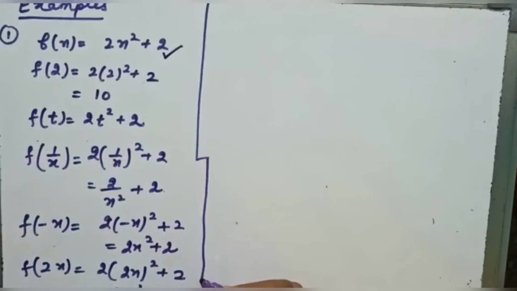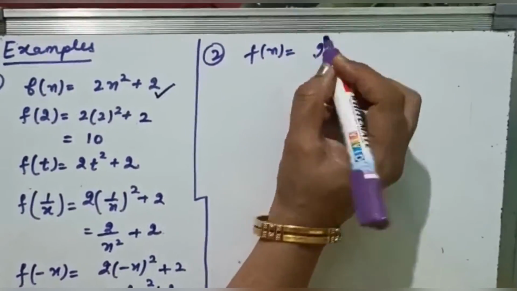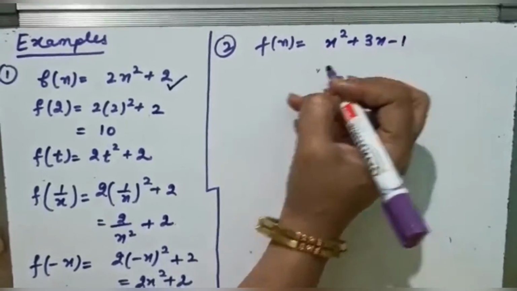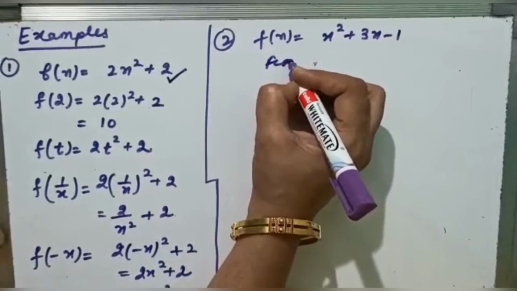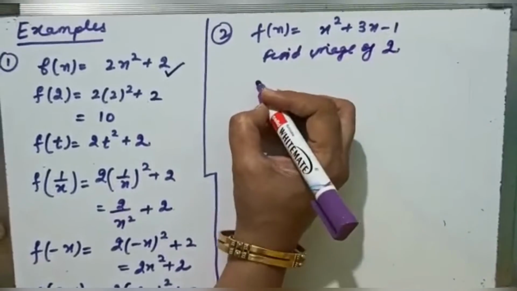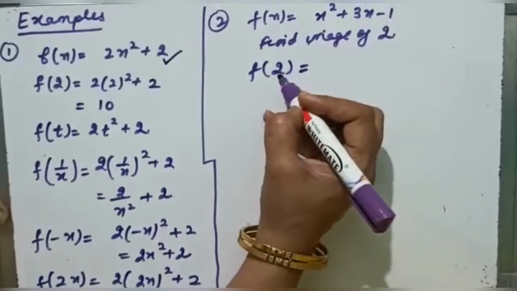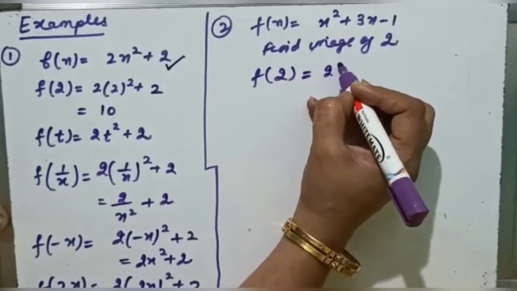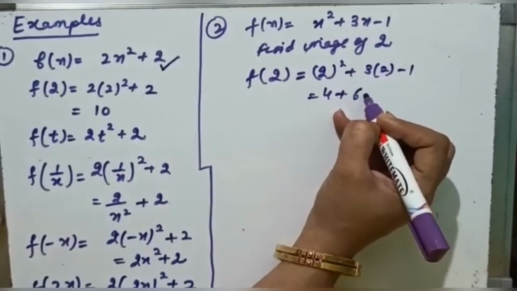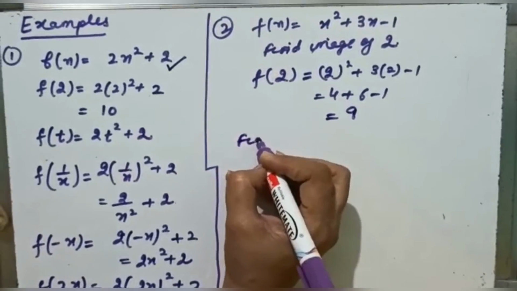Similarly, if the question is f of x is equal to x square plus 3x minus 1 and the question is find image of 2. This means we have to calculate f of 2. So find image of 2 means f of 2 to be calculated. Put x is equal to 2. Answer is 9.